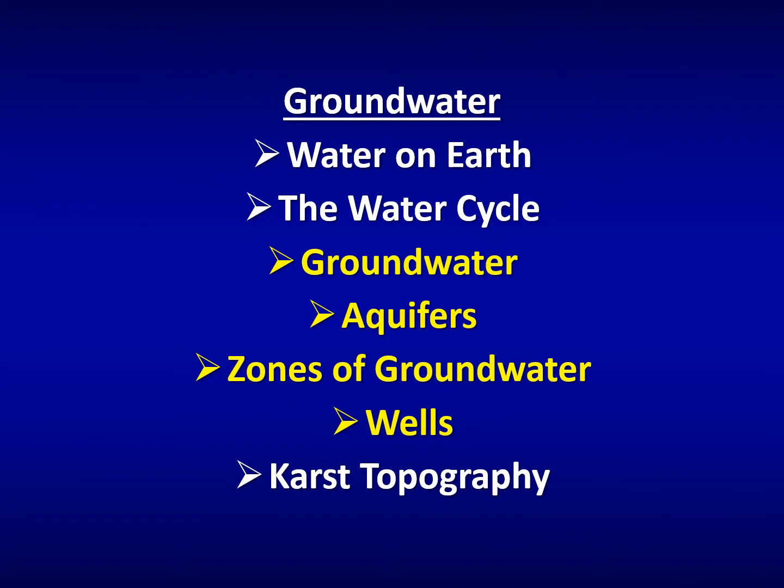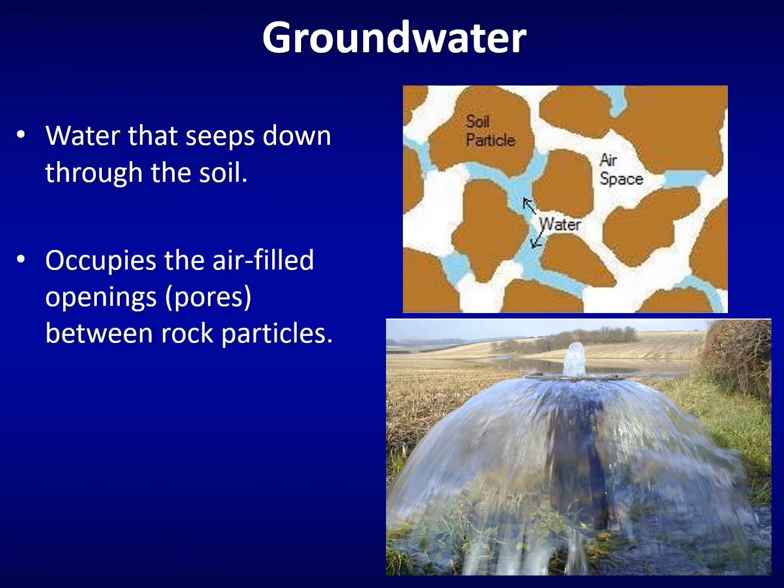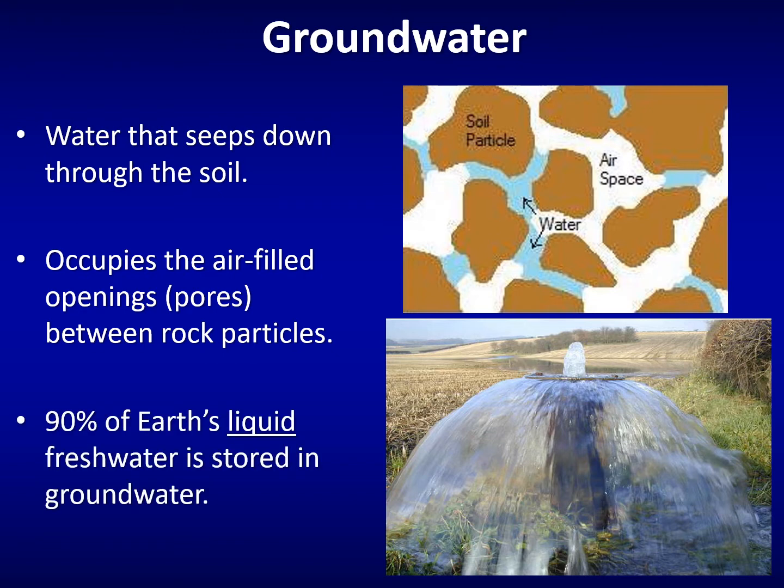Let's take a look at the specifics of groundwater, because that's actually the type of water that most municipalities and people use, including areas around Malta. Groundwater is the water that seeps down through the soil. It occupies the air-filled openings or pore spaces between rock particles. You see that pictured in the upper right there. And 90% of the Earth's liquid fresh water is stored in groundwater, so it's a very important resource for us.